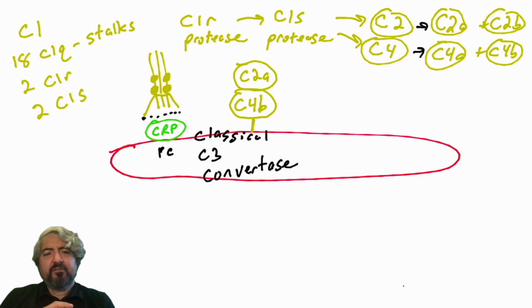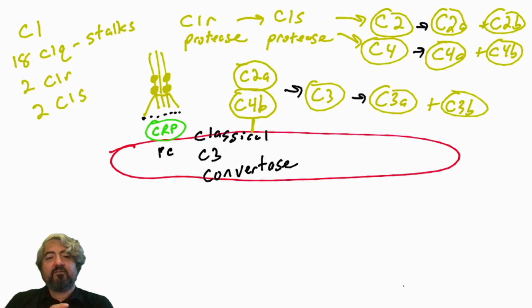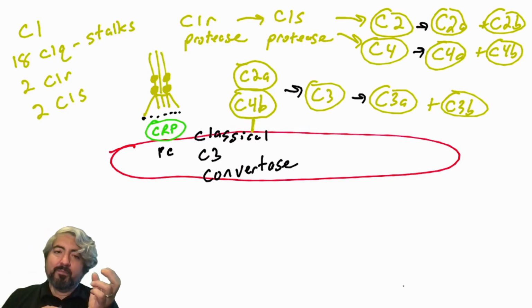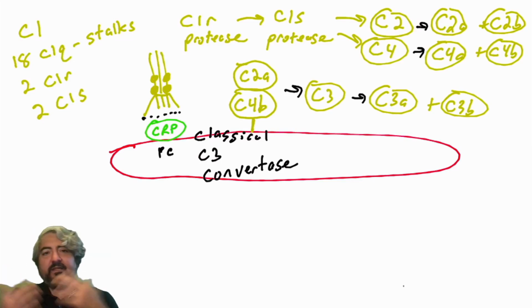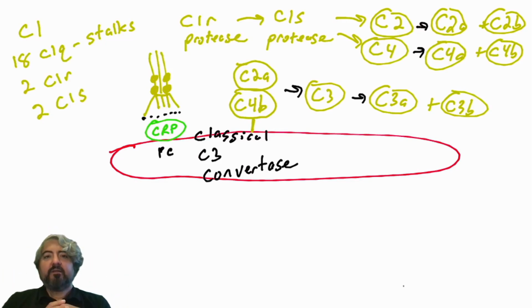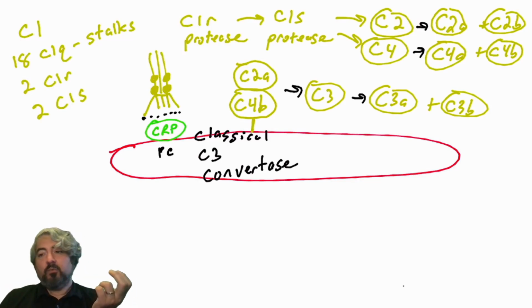Now, you've heard the term C3 convertase previously, right? There was a soluble C3 convertase, there was an alternative C3 convertase, now there's a classical C3 convertase. All of them share the same function. They are going to convert C3 into C3a and C3b. This is a protease, right? The classical C3 convertase is a protease made of C4b and C2a, and it will take C3 proteins in the bloodstream, in your fluids, in your humors, and cleave C3 into C3a and C3b. And what's that going to do?